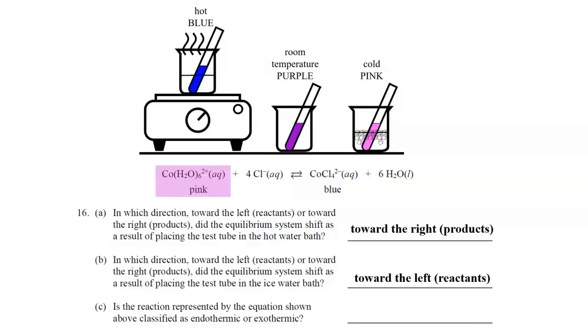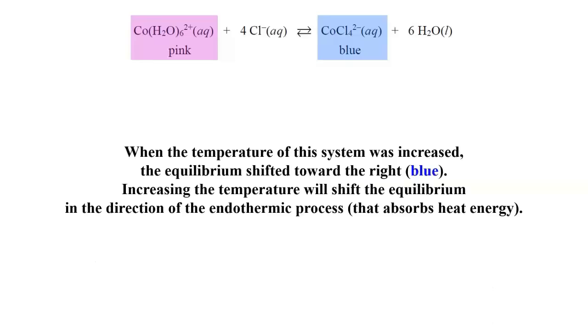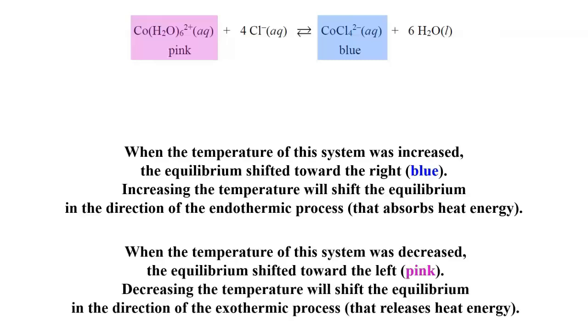Part C, is the reaction represented by the equation shown above classified as endothermic or exothermic? Now, you might not be sure how to figure that out, so I'm going to tell you it is endothermic, but let's go ahead and take a look at why. When the temperature of the system was increased, you can think of this as adding more heat to the test tube. So what happened is that the equilibrium system shifted toward the right, turning blue. In general, increasing the temperature will shift the equilibrium in the direction of the endothermic process that absorbs heat energy.